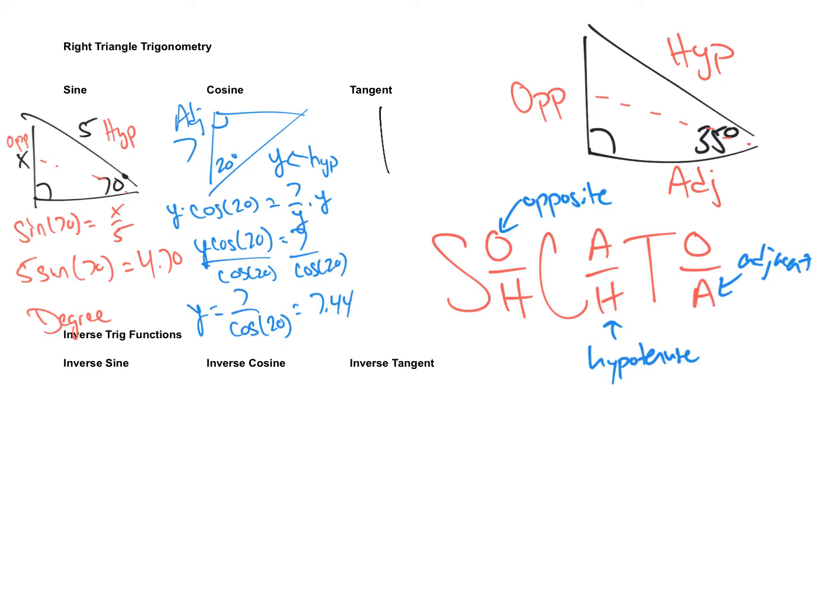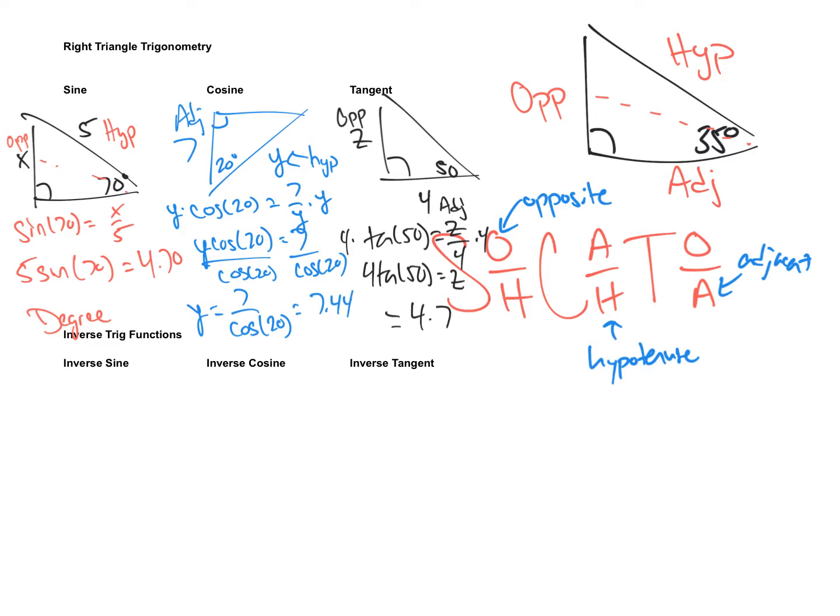Finally, for tangent, let's say that I have 50 degrees. I have a z and then a 4. And so I set this up. I have the opposite side across from my 50 degrees and my adjacent side right next to it. And so I have the tangent of 50 degrees equals z over 4. I multiply by 4 on both sides, and I get 4 times the tangent of 50 equals z, and this number would be 4.77. And so that's our right triangle trig.